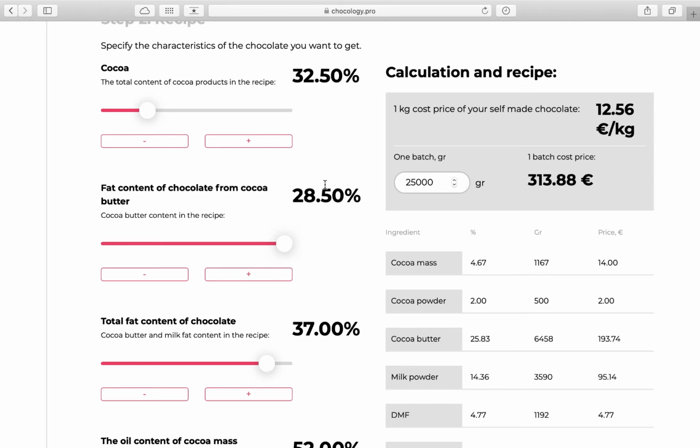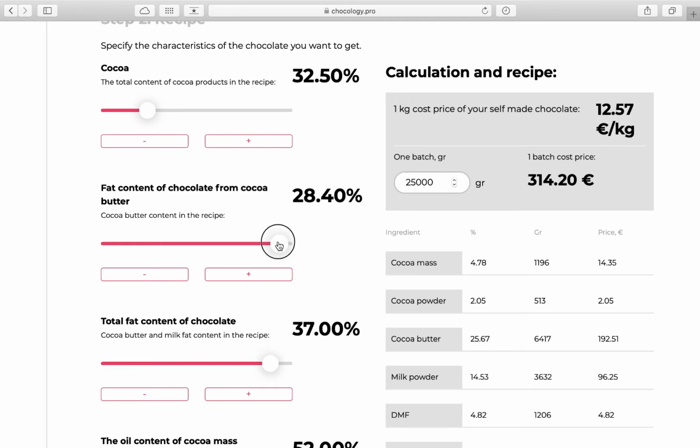cacao fibers in milk chocolate. And cacao fibers, as we know, are responsible for the color and chocolate taste in our recipe. Respectively, if there are less than 3% of them, the taste of chocolate will be too pale and very poor. 4% will be the minimum, we can put more.